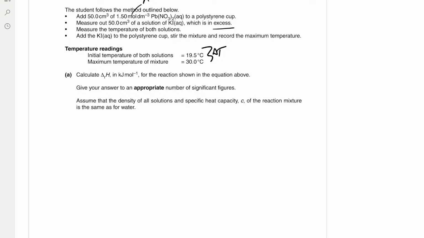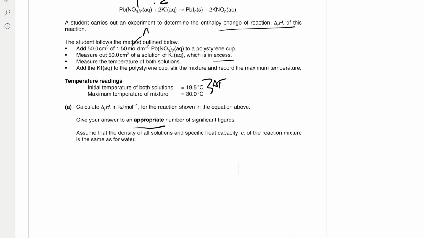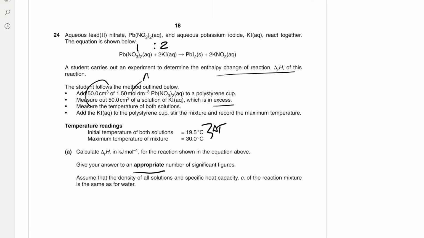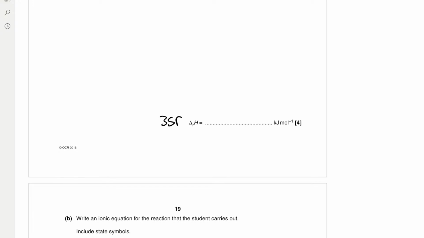Then they want us to calculate the enthalpy change of reaction in kilojoules per mole for the reaction shown in the equation above. Give your answer to an appropriate number of sig fig. So, in the question, we've got 3 sig fig here, 3 sig fig here, 3 sig fig, 3 sig fig, 3 sig fig. So I see no reason why not to do 3 sig fig again. So we'll make a note of that.